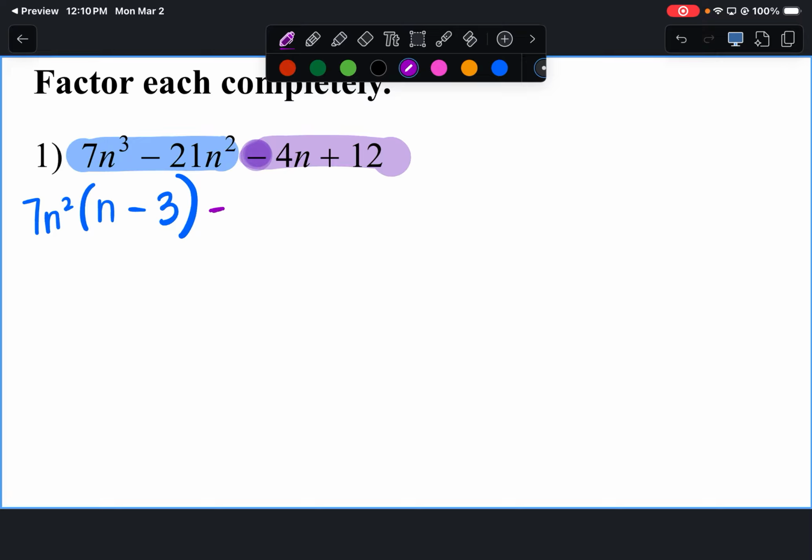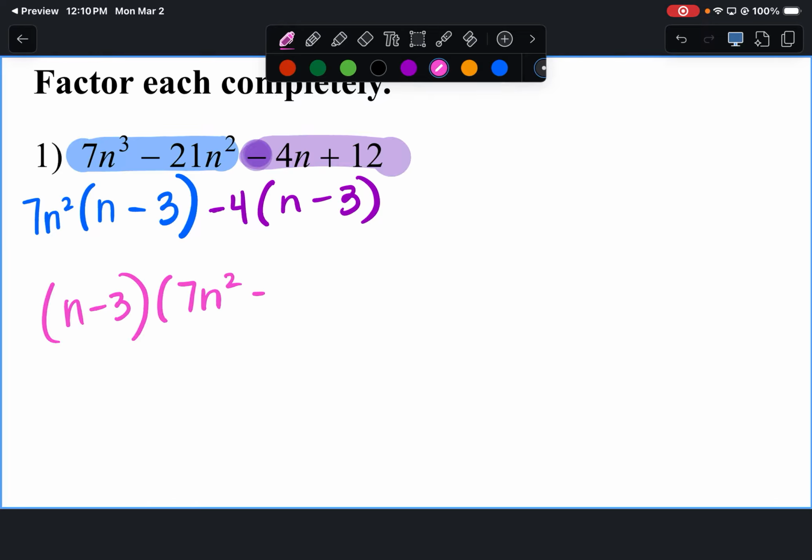4. Now, when you take out the negative 4, that leaves you with n minus 3. All right, from here we take what part's the same. So what part is the same? And what part's left over? And so that is our answer. Okay, that is all we have to do to factor 4-term polynomials.